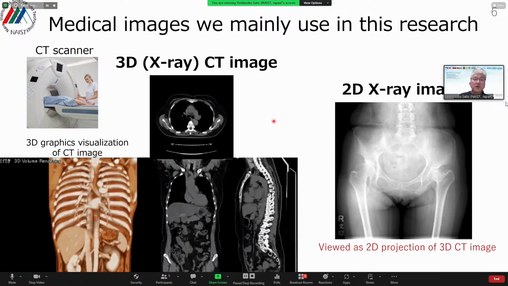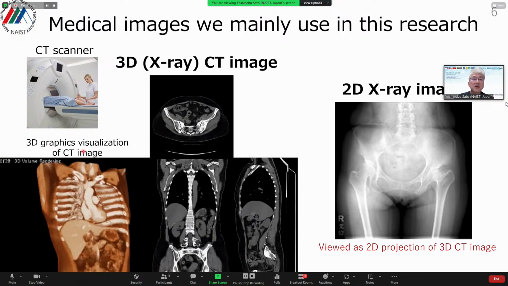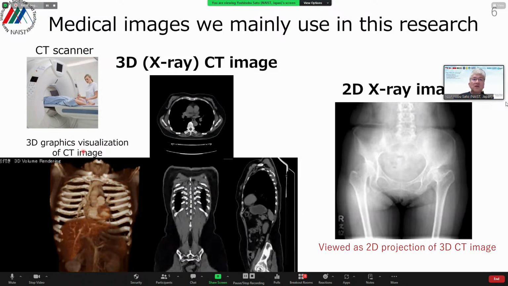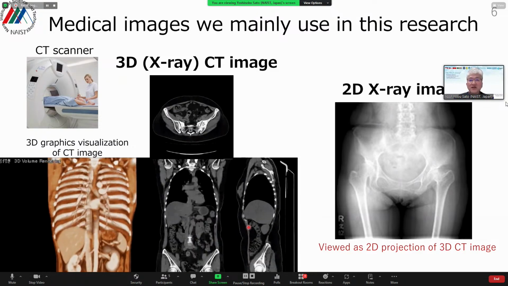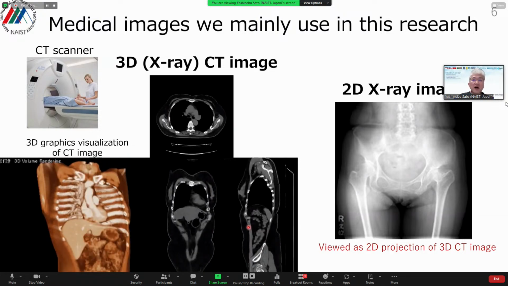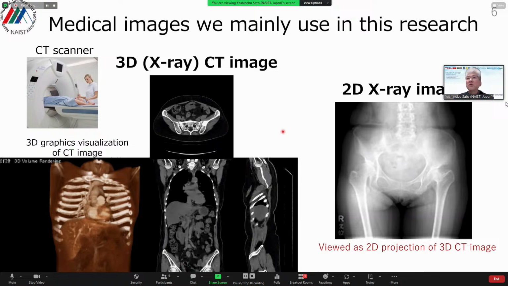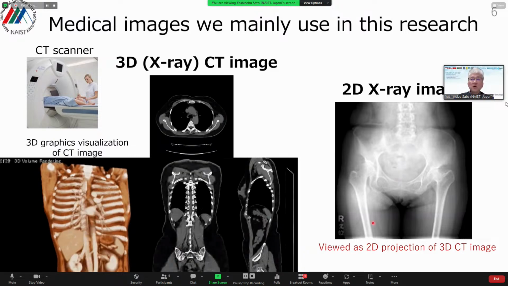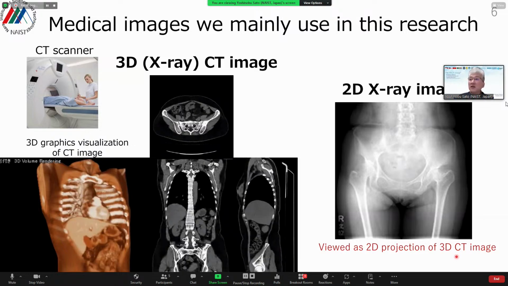Now, I also showed some 3D graphics visualization of CT images. Human anatomy is vividly observed from 3D visualization. CT images are very detailed, high-resolution whole body images, now acquired in daily clinical routine. We also addressed two-dimensional X-ray images, which are viewed as 2D projections of the 3D CT image.